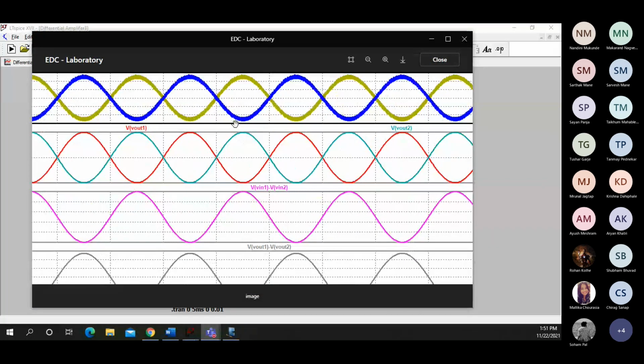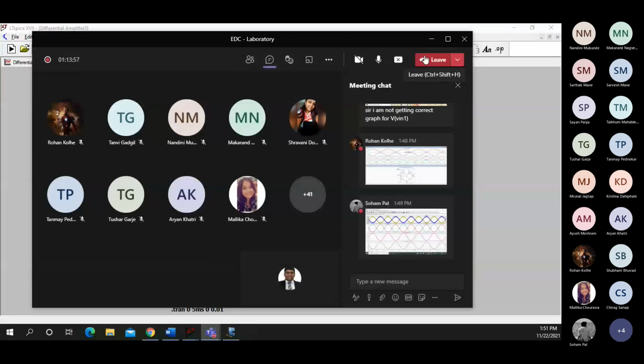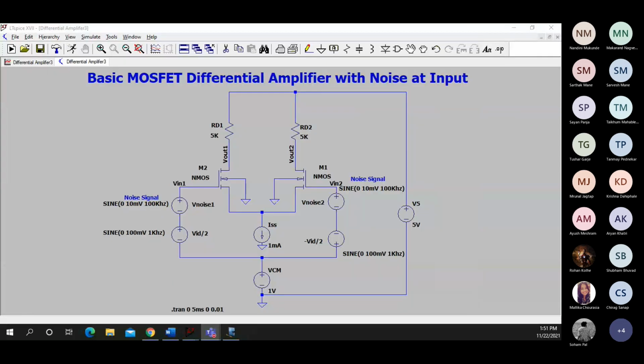Okay, this is Soham's output. That's fine. Now, those who have completed this: in this particular case, the noise was in the input signal. Now what you can do is put the noise in the power supply. The noise signal was connected in series with the input signal. Now you connect the noise signal in series with the supply.